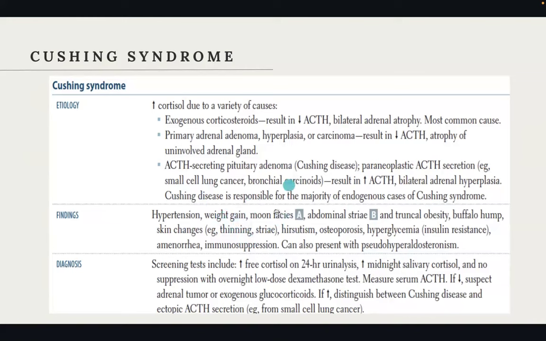Moon face, again, is due to the fluid retention and weight gain, which basically just means a moon face, like a very round face. What about abdominal striae? Again, remember the fibroblast function. I'm not having any fibroblast function, poor wound healing, no scar formation. I'm going to have abdominal striae, or basically stretch marks on my abdomen. Truncal obesity, buffalo hump, again, all of it goes back to the fact that I'm having an increase in my gluconeogenesis and it's diabetogenic.